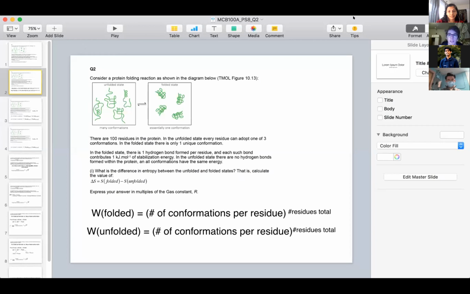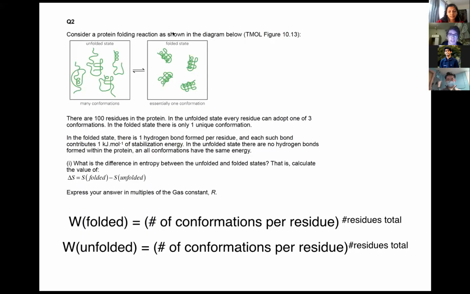All right, I can start on question 2. All right, one second. All right, so question 2 is looking at an unfolded protein and a folded protein. The protein has 100 residues, and each residue in the unfolded state can adopt 3 conformations, and in the folded state, there's only 1 conformation.